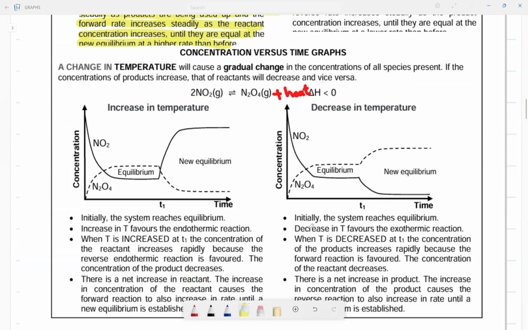The increase in concentration of the reactants causes the forward reaction to also increase. Similarly, here initially they are at equilibrium. Decrease in temperature favors exothermic reaction. When temperature is decreased at time T1, the concentration of the product increases. Why? Because now if this is decreased, we will want to transfer heat to that side. It means we'll go to that side. Now the concentration of our product increases rapidly because the forward reaction was favored, but now the concentration of the reactants will decrease. So this is basically that.